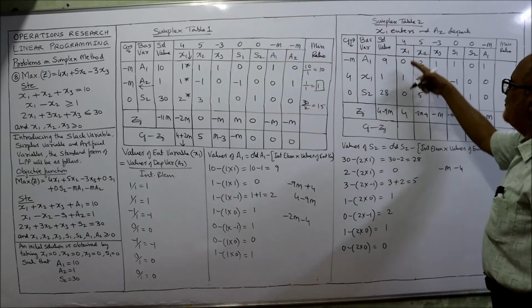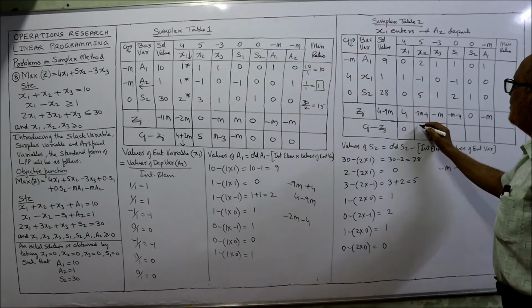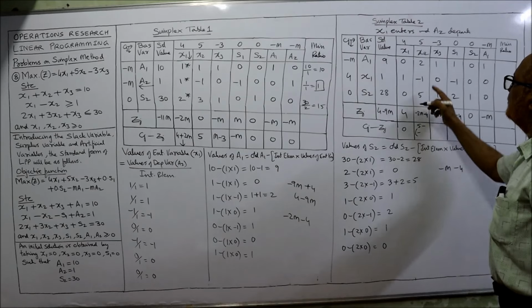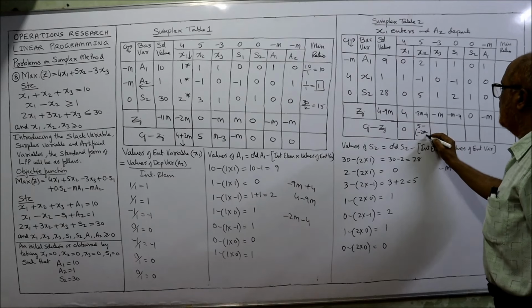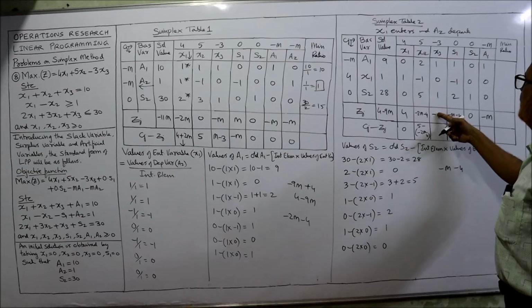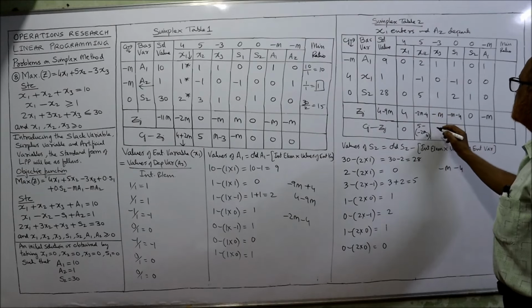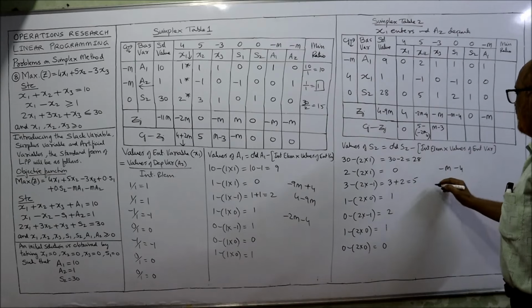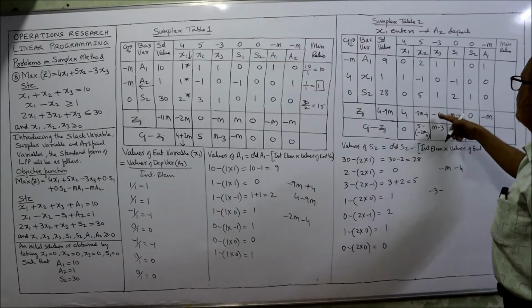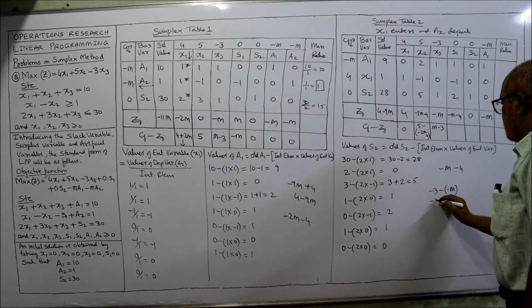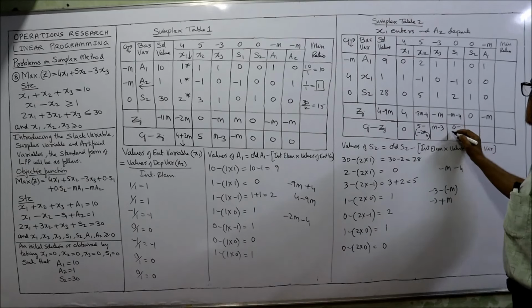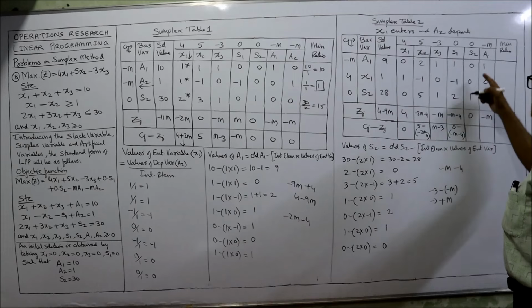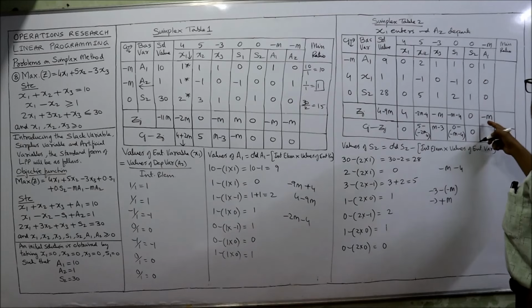Now Cj minus Zj. 4 minus 4, 0. 5 minus 2m minus 2m minus 4. Minus 3 minus into minus will become plus m. So m minus 3 we can take. 0 minus m minus 4. Here 0 minus 0 is 0. Minus m minus into minus plus m. So it will become 0.